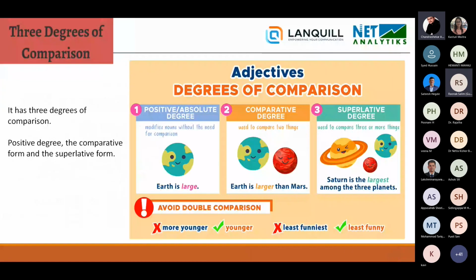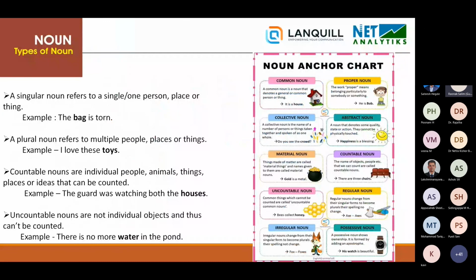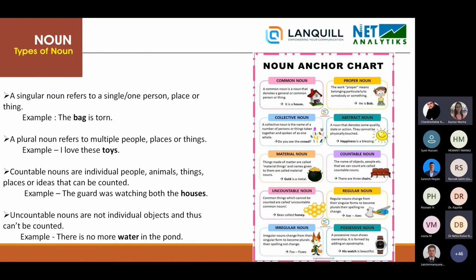I just want to ask one question. Please do respond to me, all the participants, on the message. Would you like to have more focus on the written English part or the spoken English part? Please do mention your responses in this chat box itself. Okay.